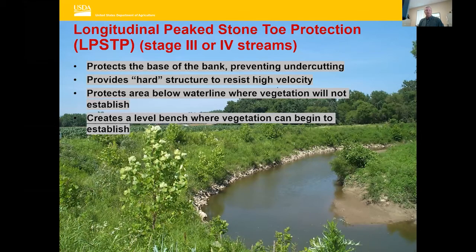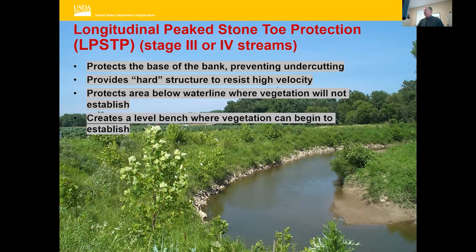The second practice I'll talk about here is longitudinal peak stone toe protection. It's for stage 3 or 4, and this is primarily for stream bank erosion. So the goal is to protect the base of the bank to prevent undercutting and to not use any more rock than you have to. It would cost a fortune, in this example, and not be necessary to put rock riprap the entire height of this bank all the way around. It would cost 5 times as much or more to buy that much rock. Really, down here is where you need the protection.